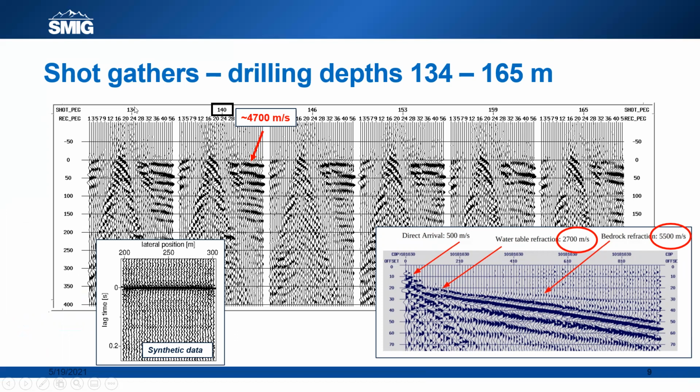This is deeper. These are drill bit depths from 134 to 165 meters, and you see that we still have very good signal. The arrivals are consistent with the modeling result, and this velocity of 4,700 meters per second is the result of the depth of the drill bit. Most of the arrivals are in the bedrock, so that's why the velocity has increased.